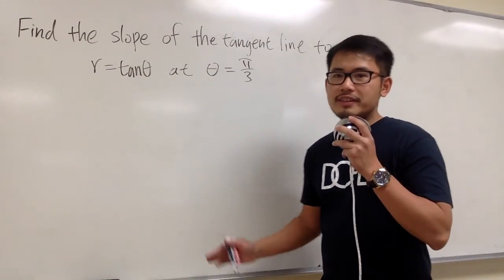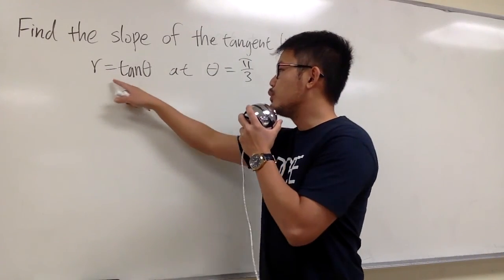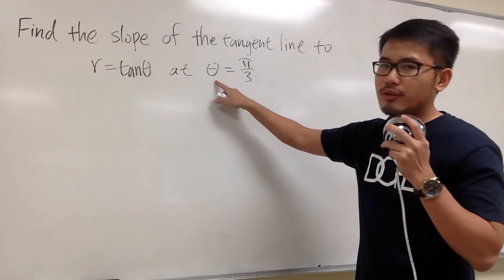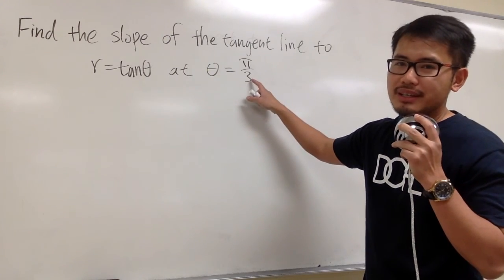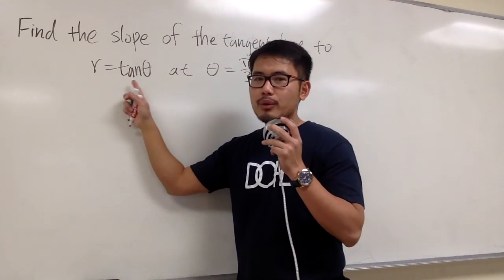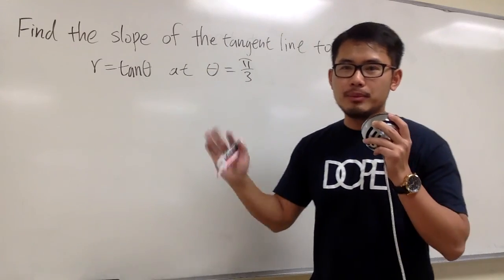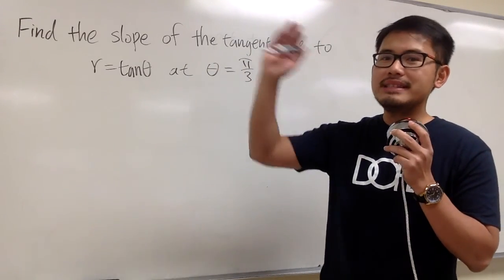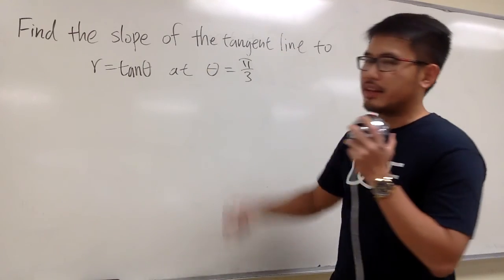Okay, we're going to find the slope of the tangent line to the polar curve r equals tangent theta at the angle theta equal to pi over 3. So let's first take the polar equation and change that into a parametric equation so we can talk about dy/dx for the slope of the tangent line.